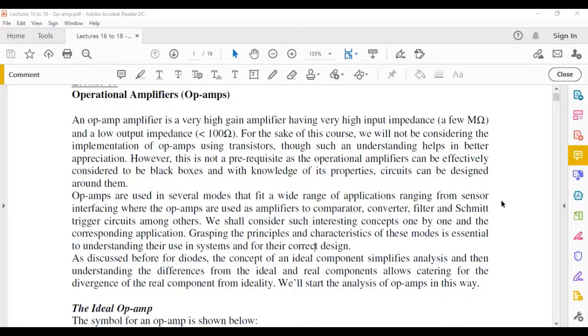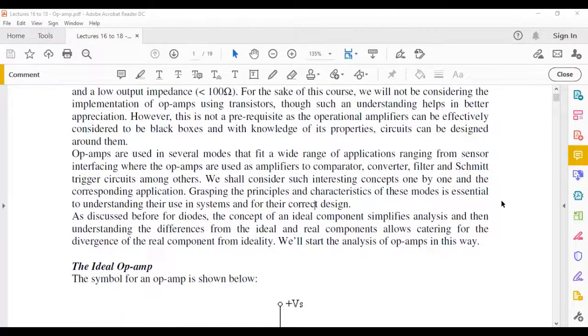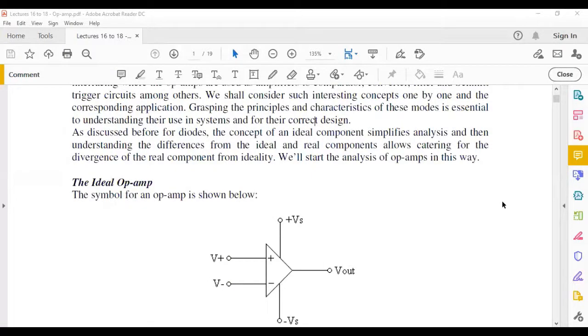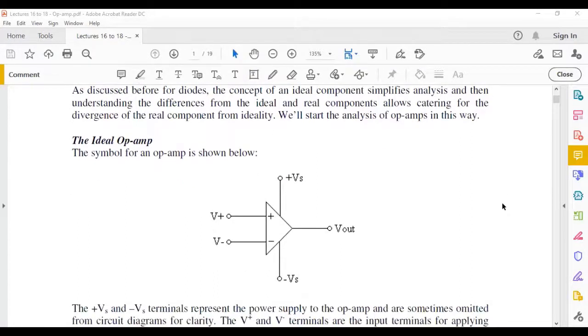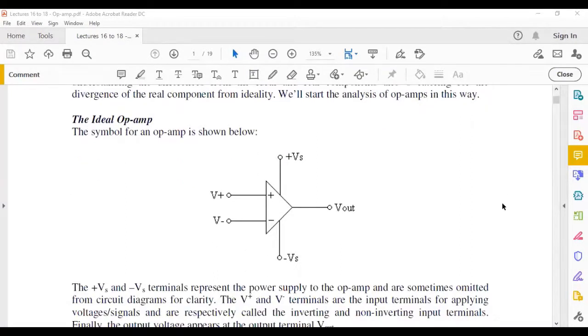Now, like we've done for diodes, where we considered first the ideal diode and then came to real diodes, which allowed us to have a good understanding of diodes, we're going to do a similar thing with the op-amp. We'll consider first an ideal op-amp. What you see in front of you here is the symbol of an op-amp. So let's look at all the different pins that we have on it.